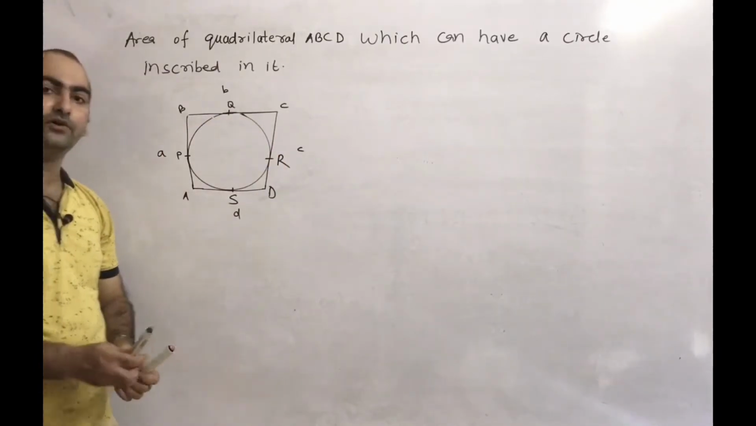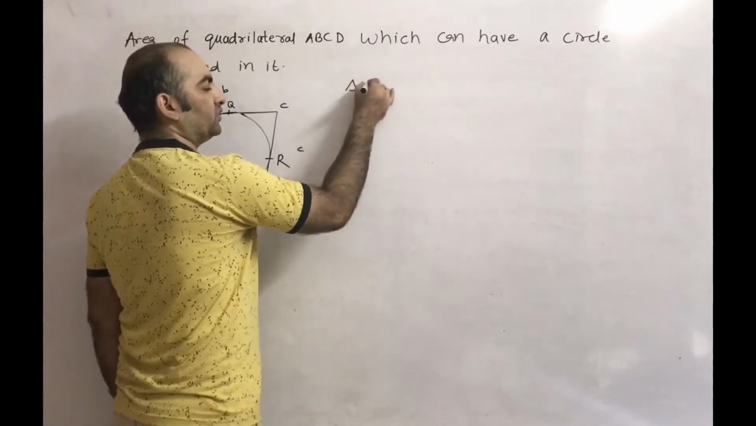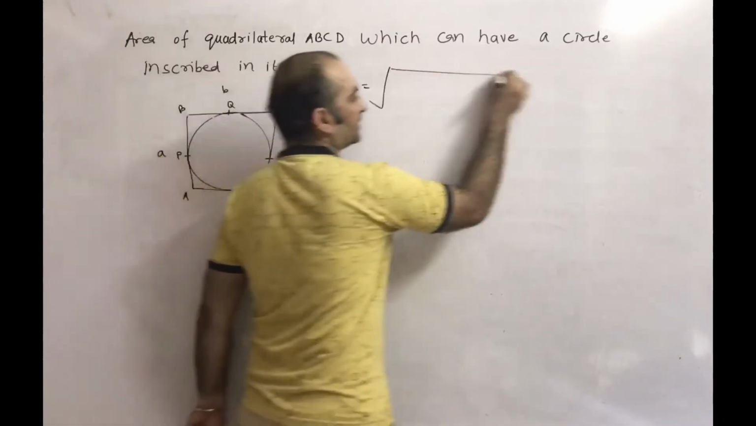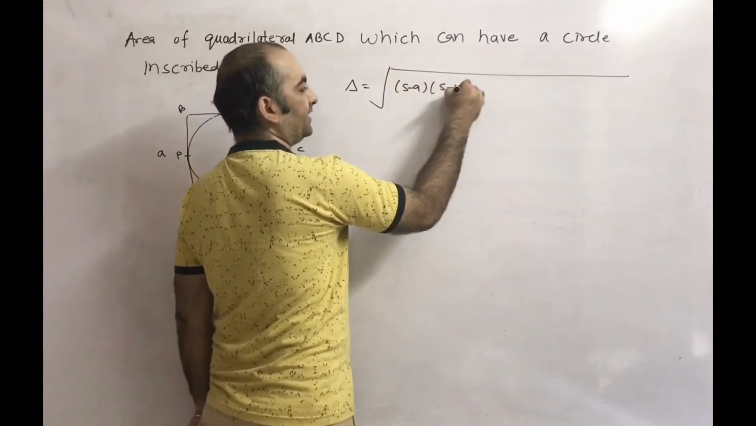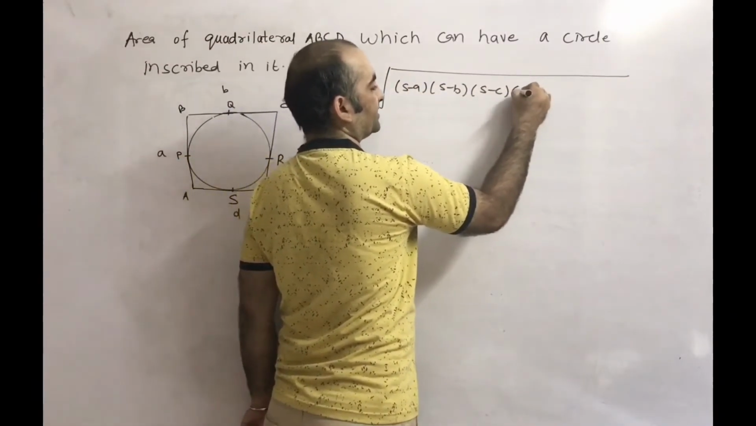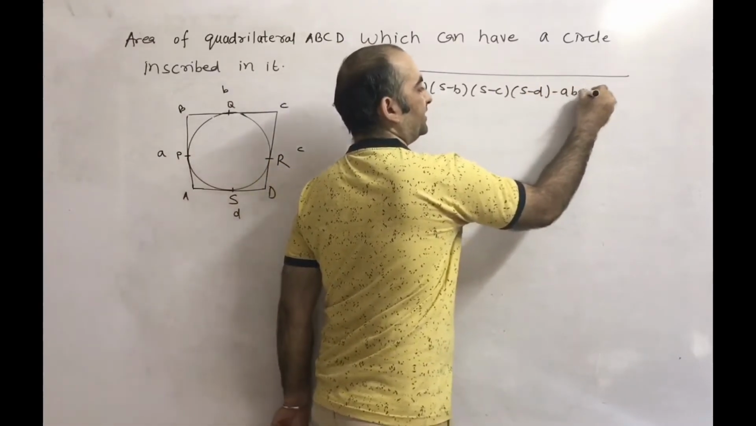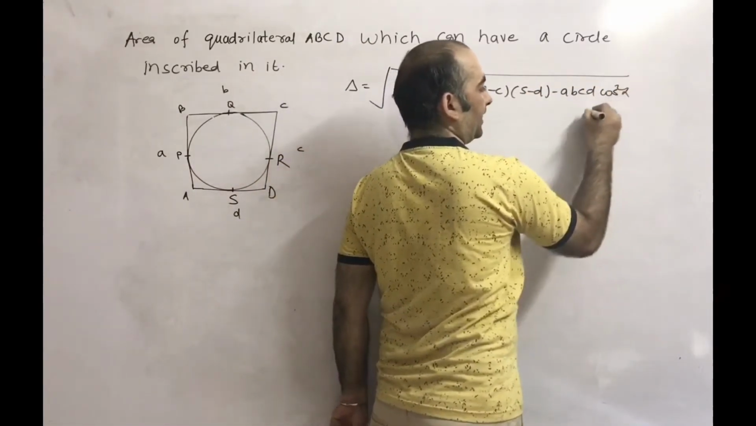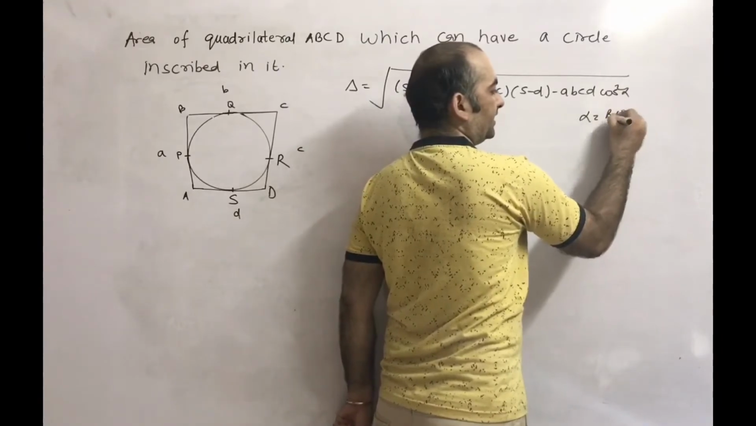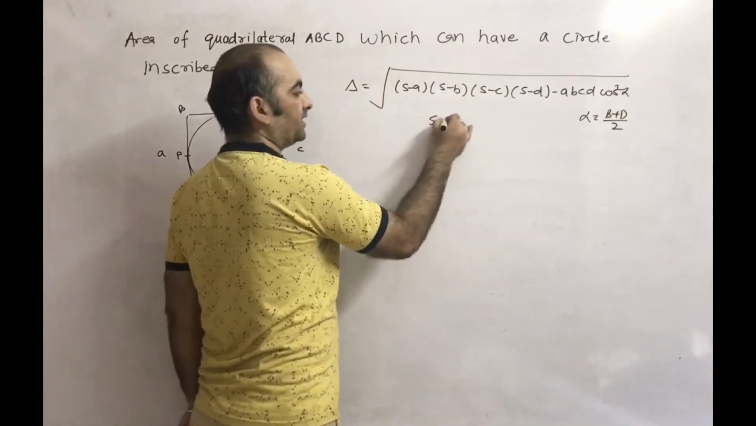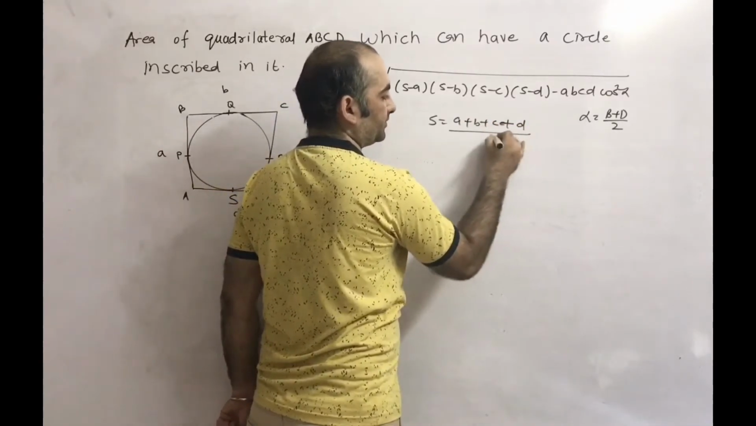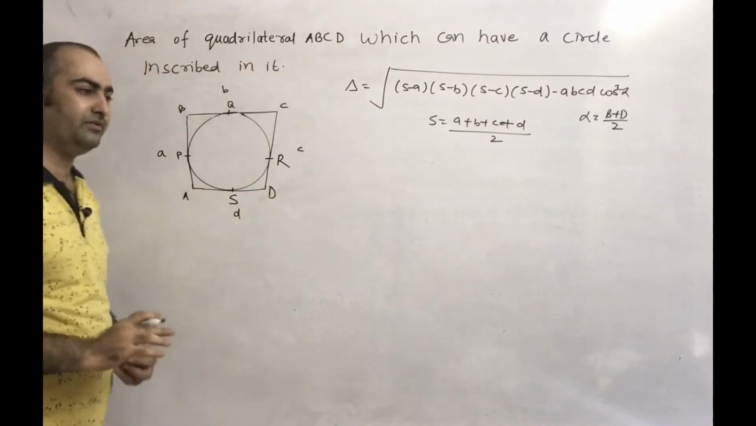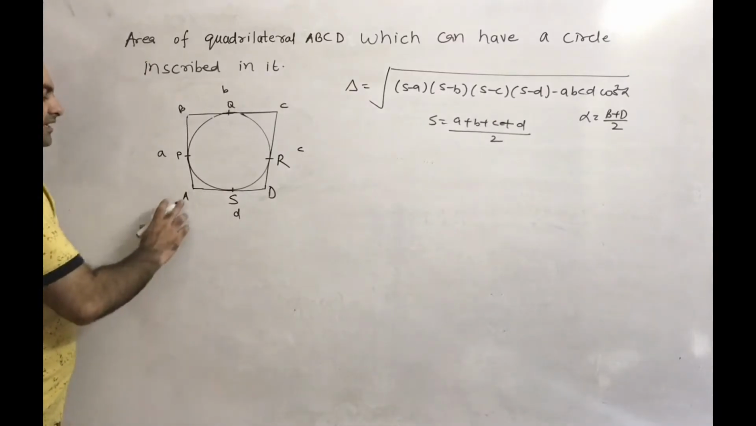Okay, we know that the area of a quadrilateral is delta equal to root over (S minus A)(S minus B)(S minus C)(S minus D) minus ABCD cos square alpha, where alpha is (B plus D) divided by 2, and S is (A plus B plus C plus D) divided by 2. This is your general formula. But we want to find this quadrilateral's area.